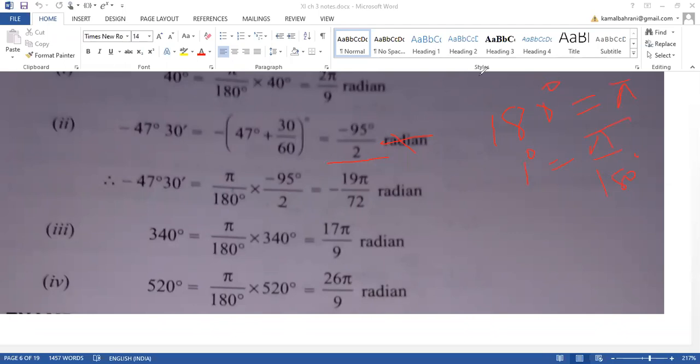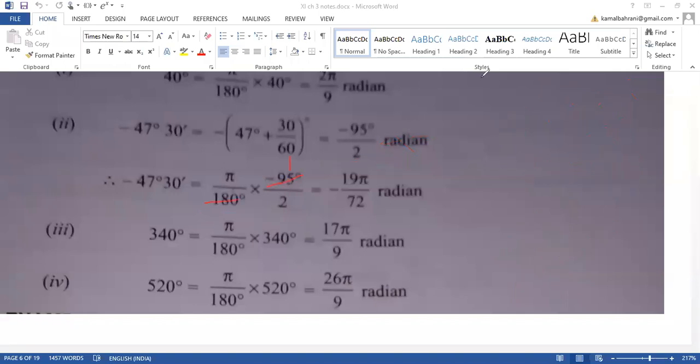Now we are having minus 95 by 2 degree, which will be equal to what? Minus 95 by 2 into pi by 180. This they have written. Now what you have to do, you only have to divide it. You all know how to divide it. Just see, from 5 it can be divided. Both the things can be divided by 5.